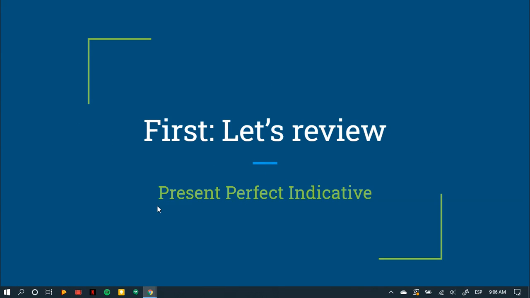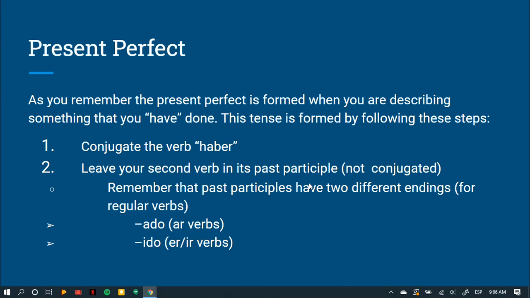So let's review. How do we form the present perfect indicative? Because it's really similar to how we form the present perfect subjunctive. So you should remember that the present perfect is formed when you're describing something you have done. So what have you done? What have you not done? That sort of idea.